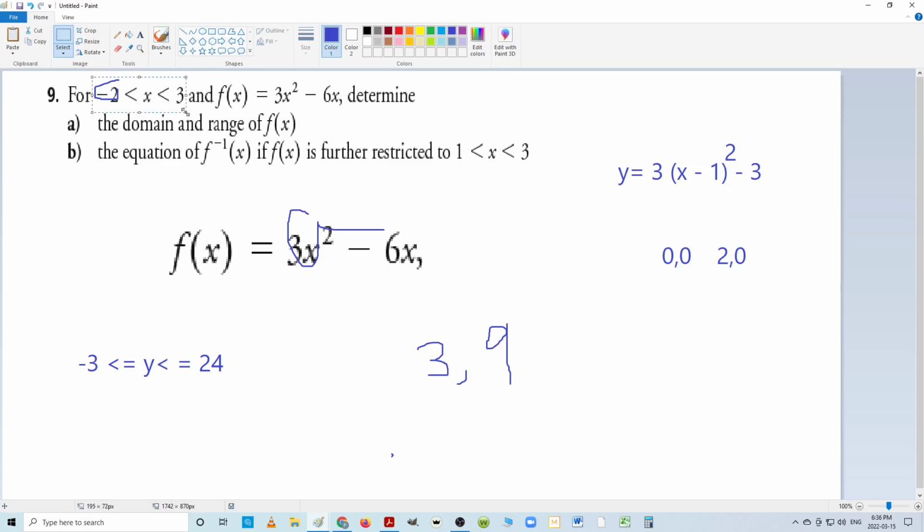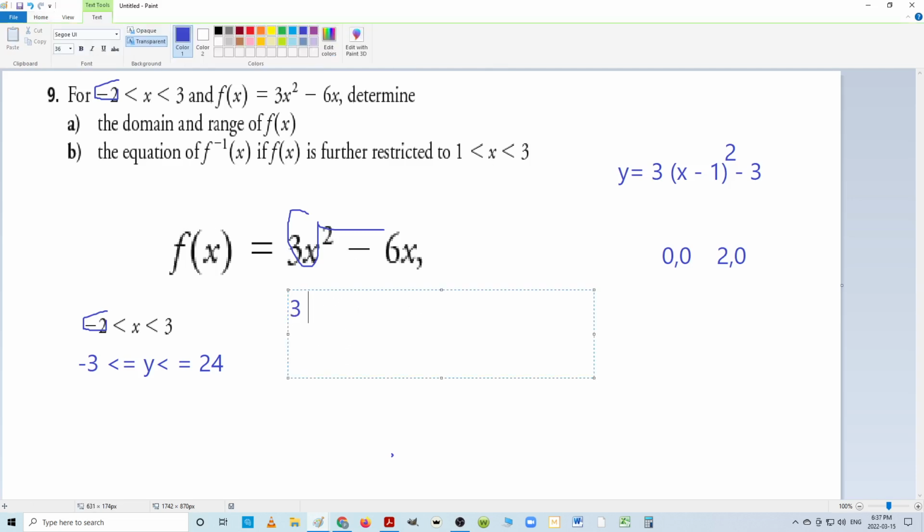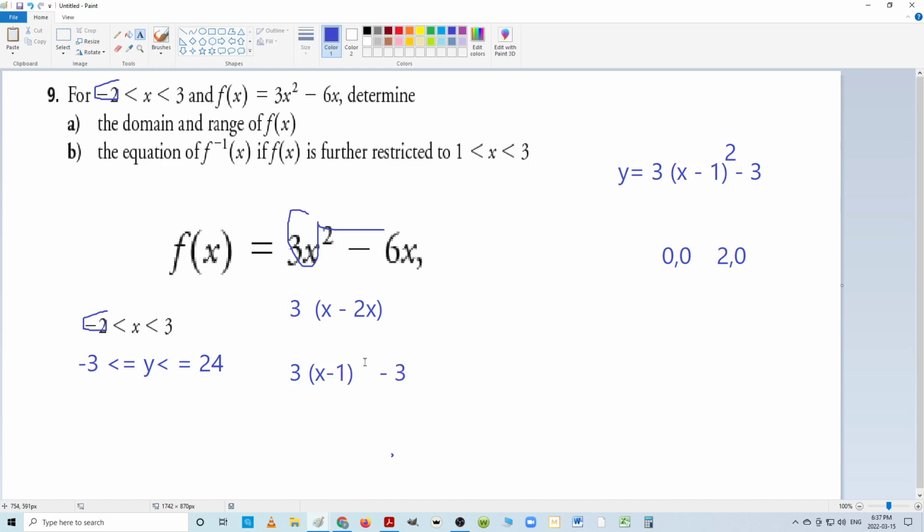They already gave us the domain, so that's kind of weird that they would ask us the domain. But let's first complete the square. Our first step is to factor out a 3. We get x squared minus 2x. Then the perfect square of that is 3 times (x minus 1) squared. And I know I'll be subtracting a 1, and when I multiply by 3, it becomes that. And sure enough, that is what happens when I complete the square.